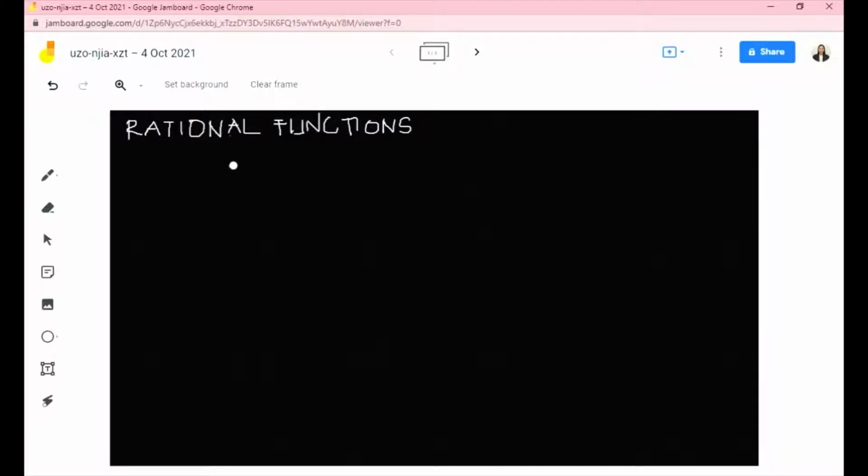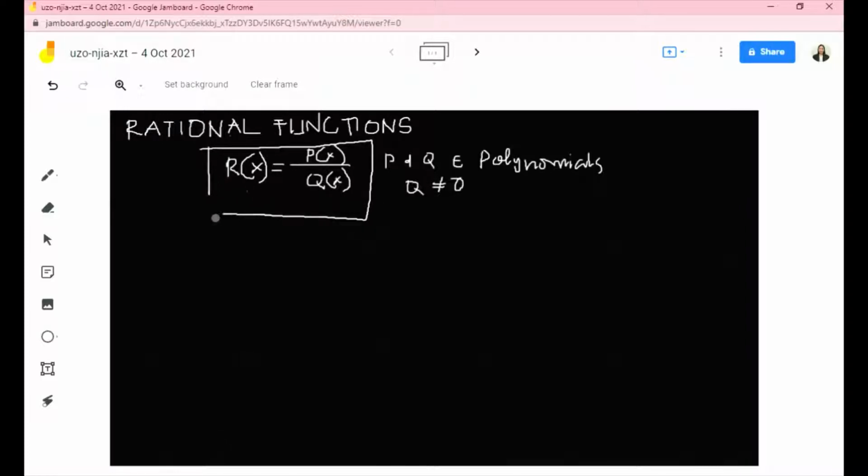So a rational function is given by the form r of x is equal to p of x all over q of x, where p and q are polynomials. And you also have to remember that q here should not be equal to 0, because if this happens, your function will be undefined.